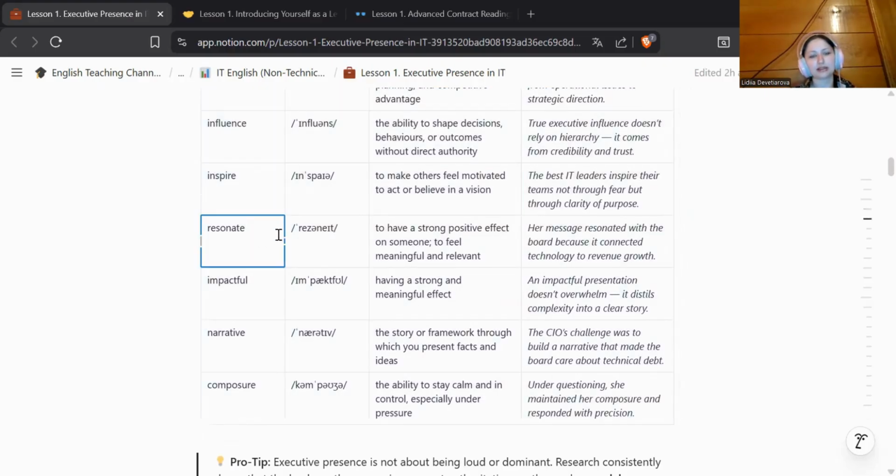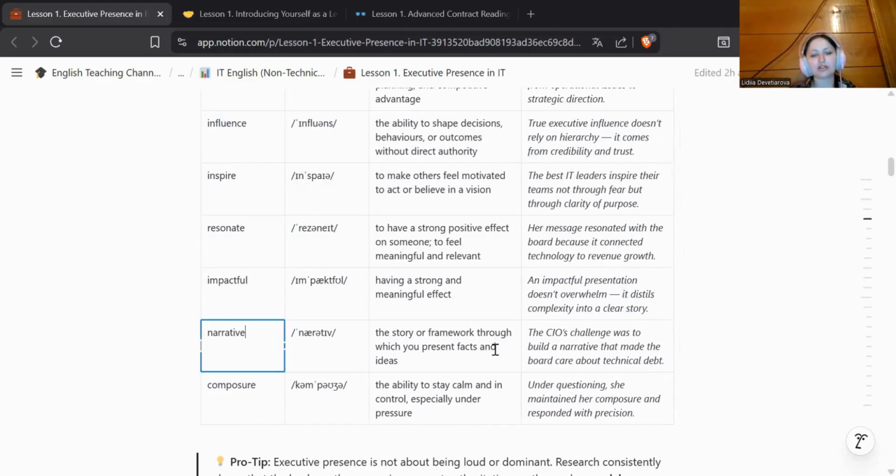Resonate. To have a strong, positive effect on someone, to feel meaningful and relevant. Her message resonated with the board because it connected technology to revenue growth. Impactful. Having a strong and meaningful effect. An impactful presentation does not overwhelm. It distills complexity into a clear story.